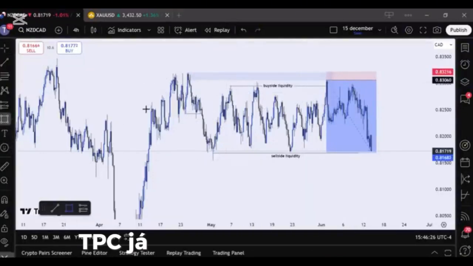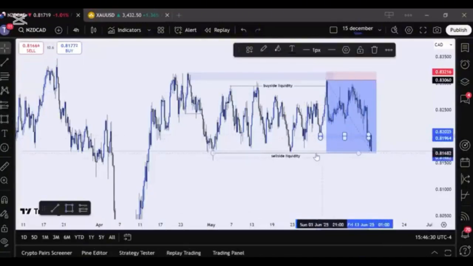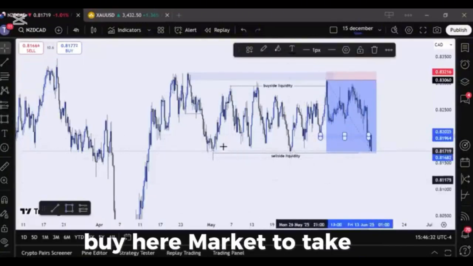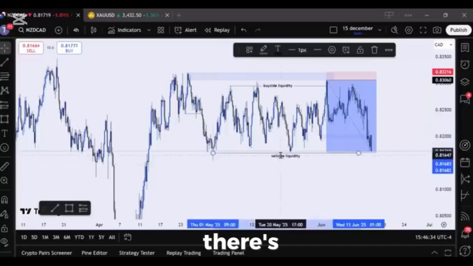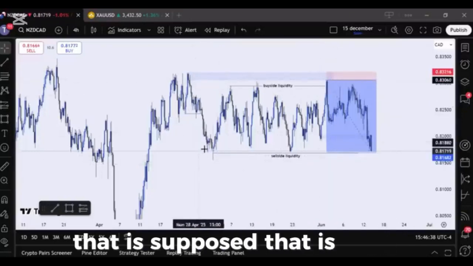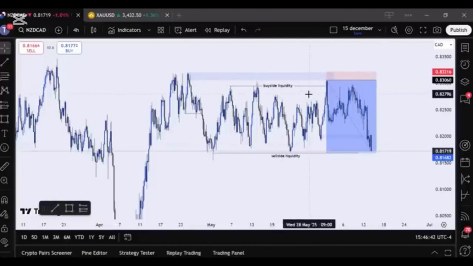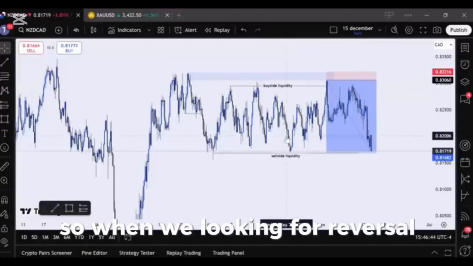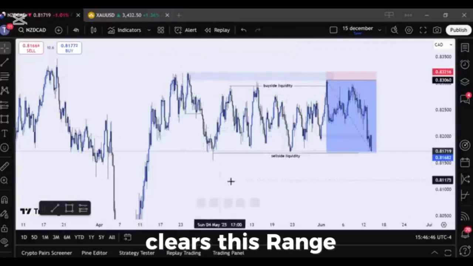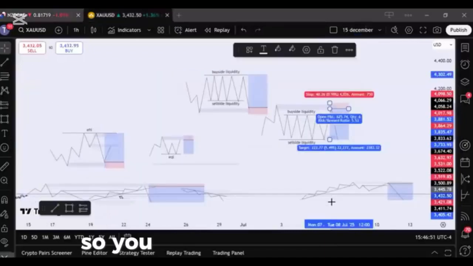So any other blocks, for example, another block here, if you take a buy from here, market will take you out. Another block here, buy here, market will take you out. There's no zone inside of this range that market is going to hold for long when looking for a reversal of this trade. So when we're looking for reversal zones, it's only until market clears this range that market can actually start looking for possible reversals to the upside. So you guys following me?